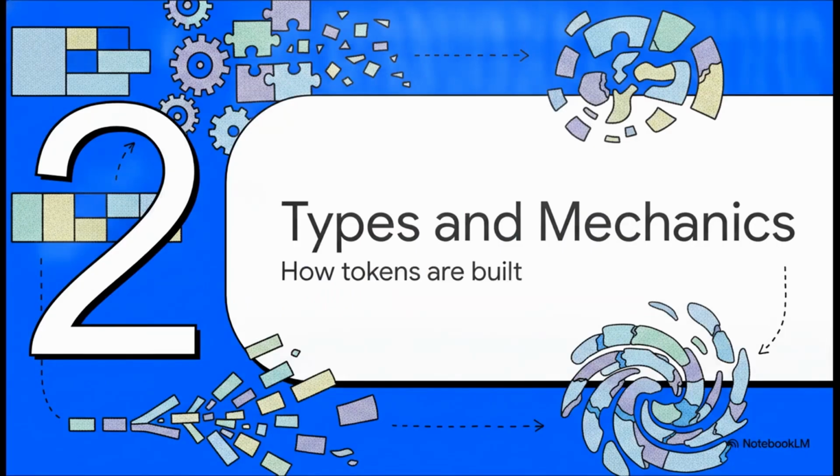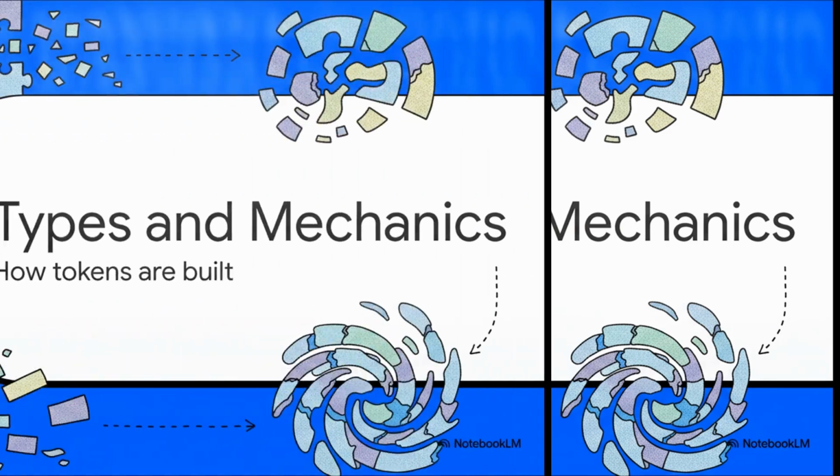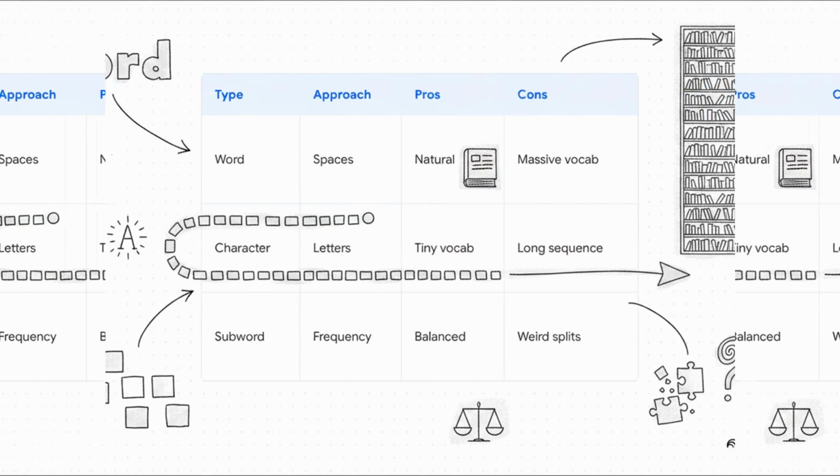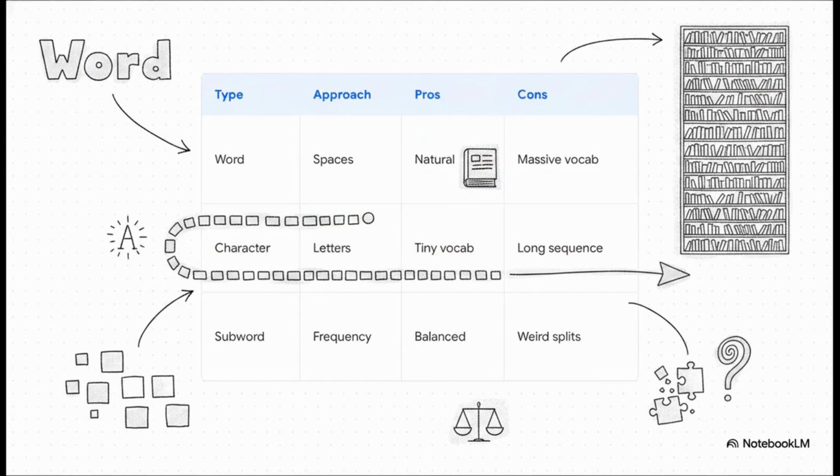Moving right along to Section 2, types and mechanics. How are these tokens actually built? Engineers actually face a really fascinating trade-off when they decide how to break text apart. First, you've got word tokenization. Sounds obvious. Just split the text by spaces to get natural boundaries. But the huge disadvantage there is that you need a massive, totally inflexible dictionary for every single word in existence.